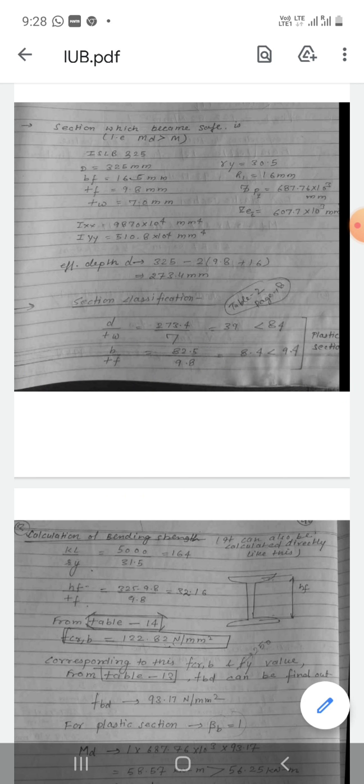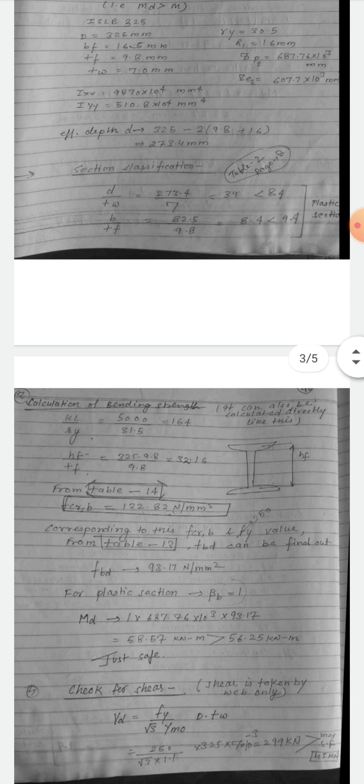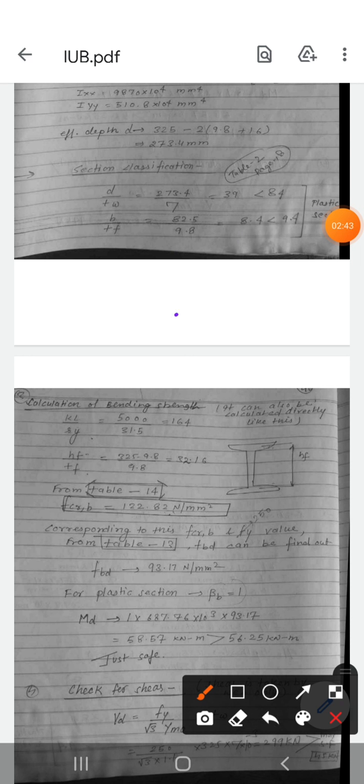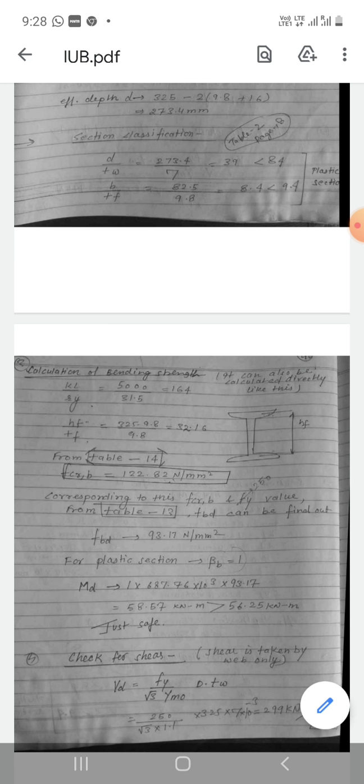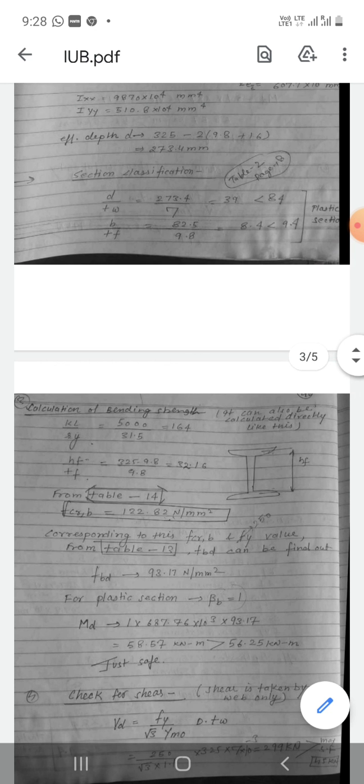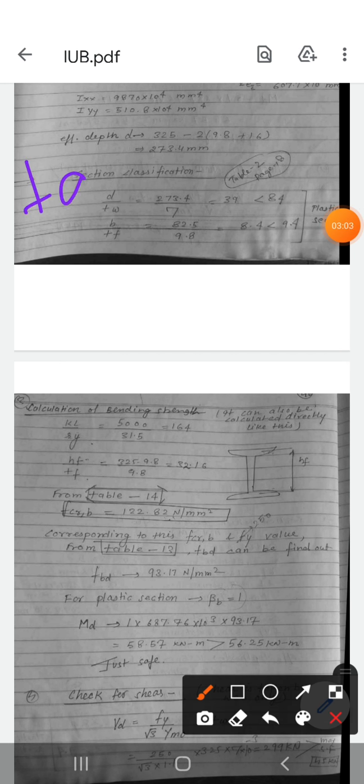Now we'll calculate the design bending strength. I have already told you that there are two methods by which we can calculate the design bending strength of a laterally unsupported beam. The first method is a formula based method and the second method is a table method. So in this we'll see the table method. For the table method we have to go to table number 14 of steel code IS 800.